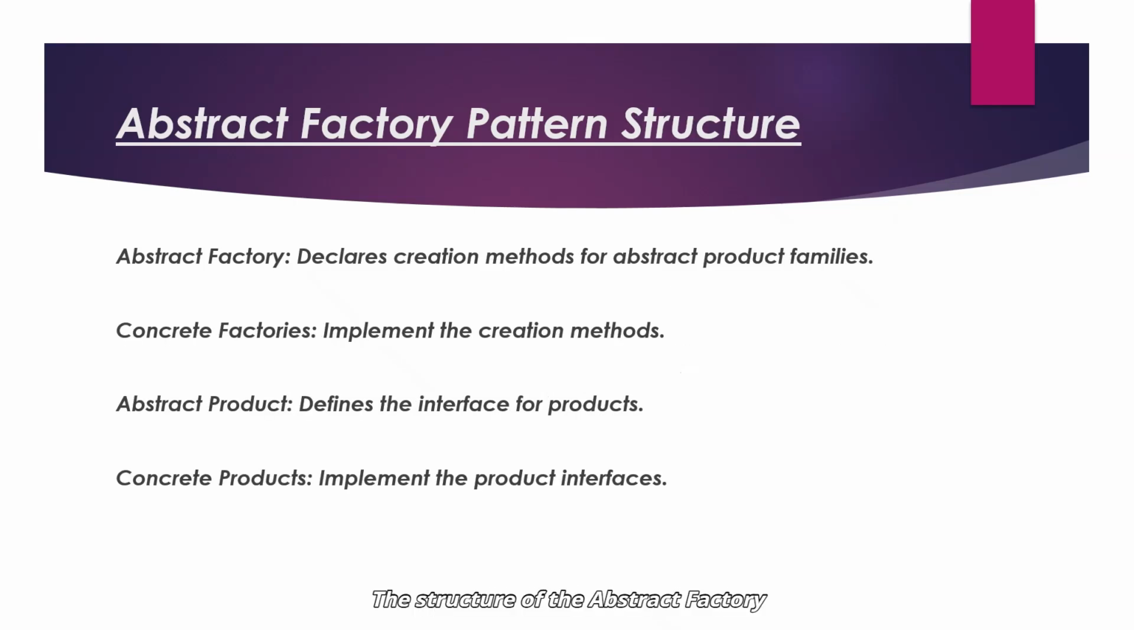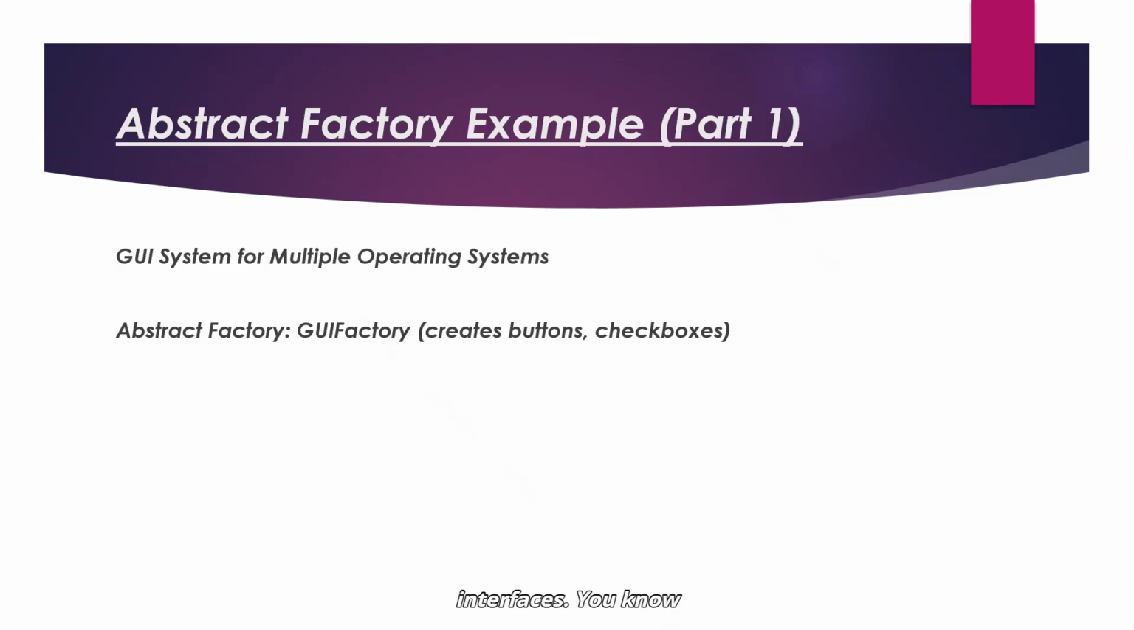The structure of the abstract factory pattern includes several key components. The abstract factory declares methods for creating families of related products. Concrete factories implement these methods to create specific families of products. Each product in the family follows a common interface which is defined by abstract product. Concrete products implement the abstract product interfaces.